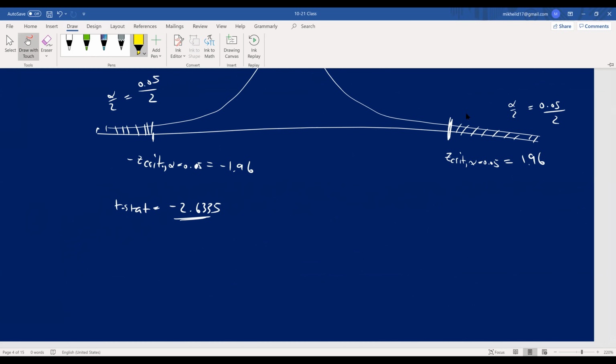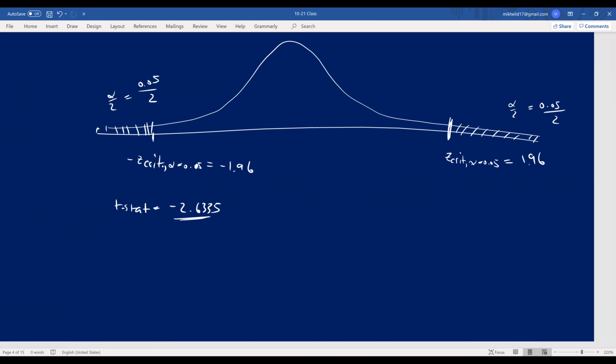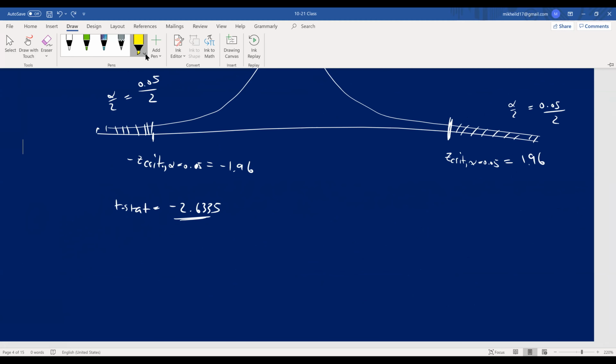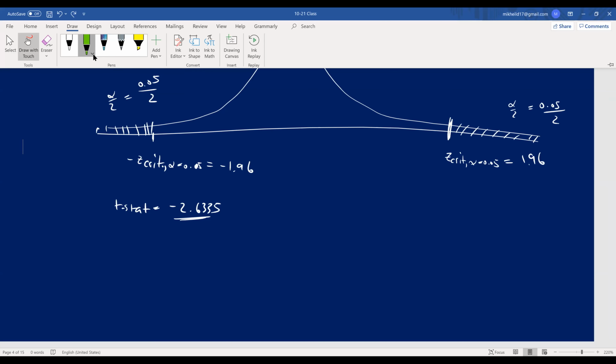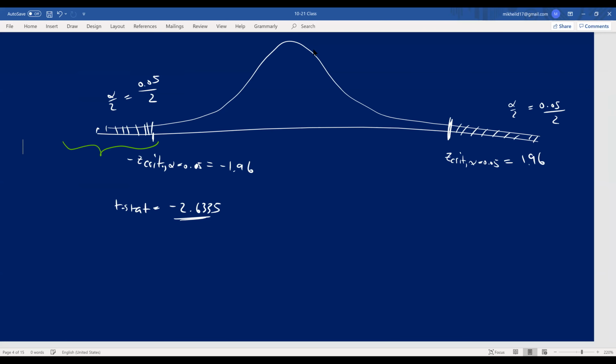Maybe this will be better. What do we call... Oh, that's definitely not perfect. Maybe this one. Okay, what do we call these regions?